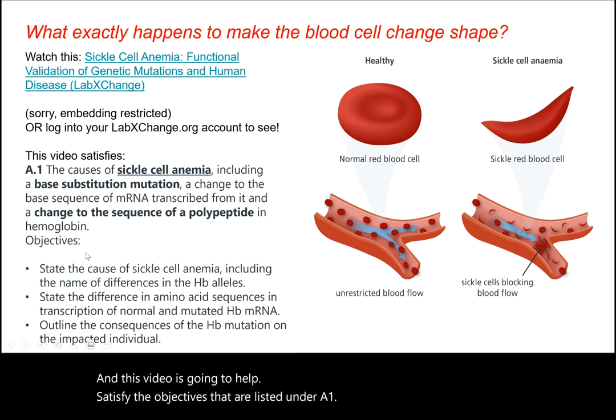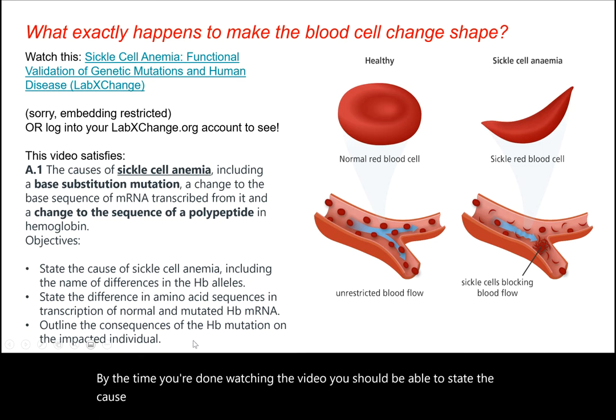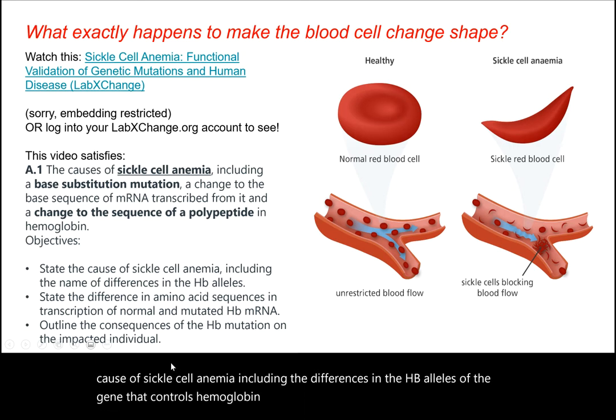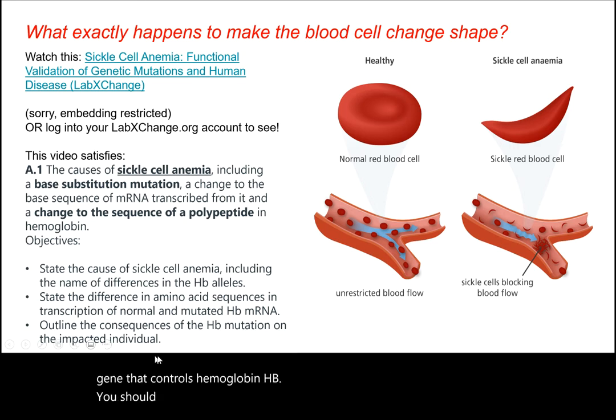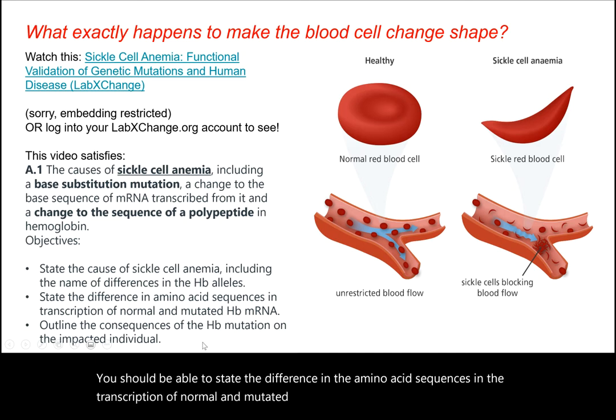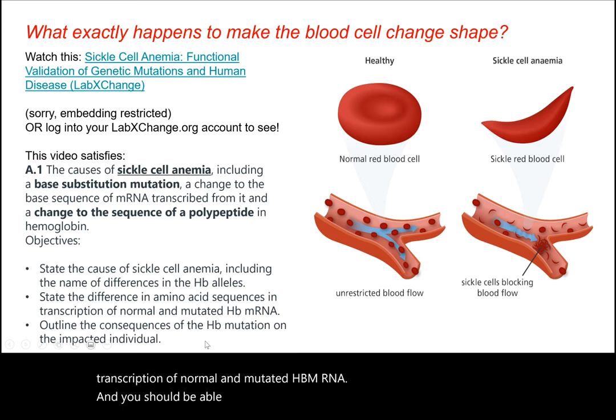By the time you're done watching the video, you should be able to state the cause of sickle cell anemia, including the differences in the HB alleles, that's the gene that controls hemoglobin, HB. You should be able to state the difference in the amino acid sequences in the transcription of normal and mutated HB mRNA. And you should be able to outline the consequences of the HB mutation on the impacted individual.